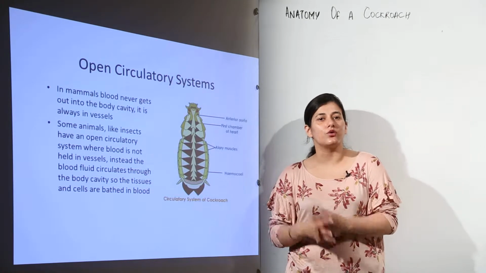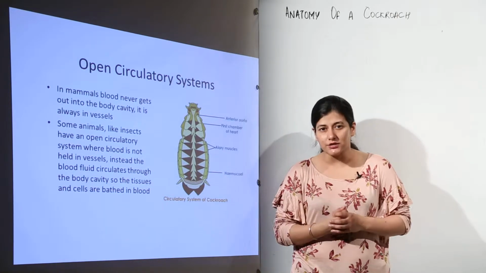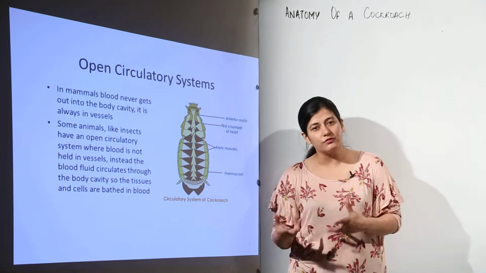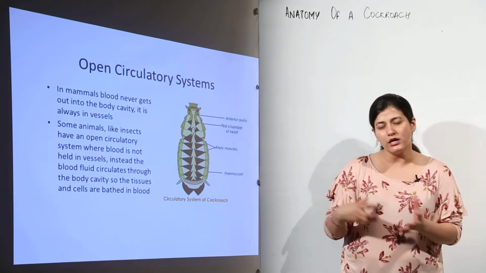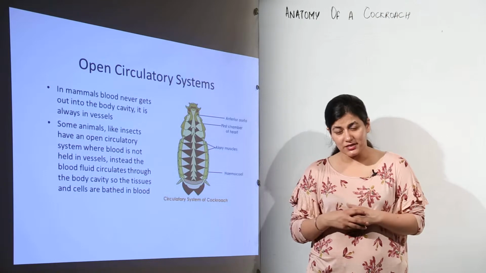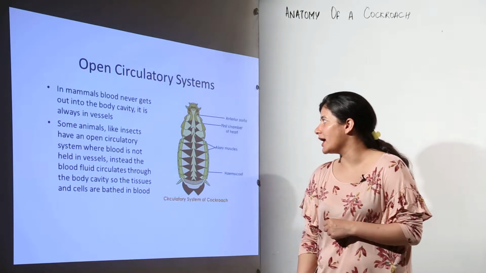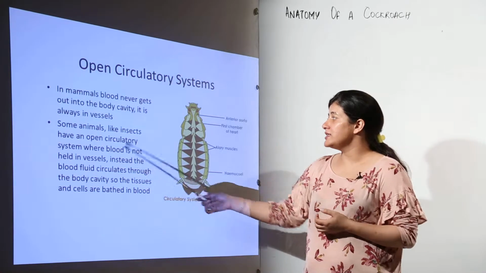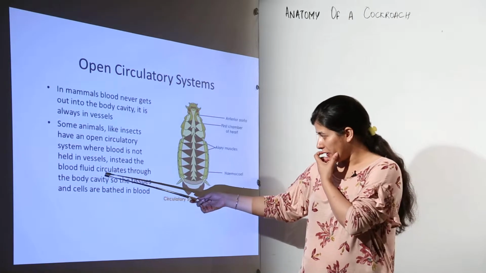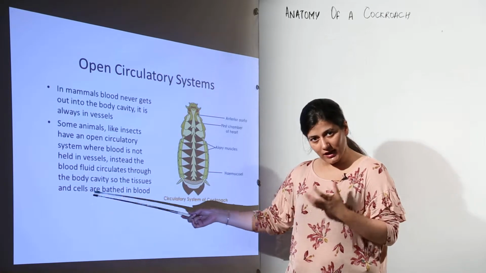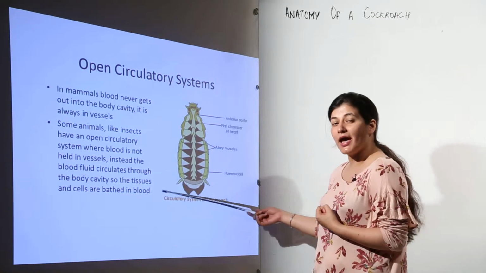Secondly, whatever visceral organs the organism has, they are bathed directly in the fluid connective tissue. That could be blood, or hemolymph, or any other type of connective tissue that serves the purpose of carrying material and connecting the body parts, as in the case of blood. So, in an open circulatory system, blood is not held in vessels. Instead, the blood or body fluid circulates through the body cavity, that would be the coelom. So, the tissues and cells are directly bathed in the blood.